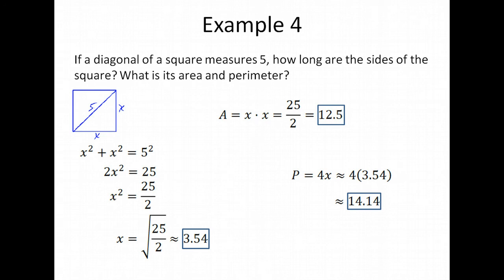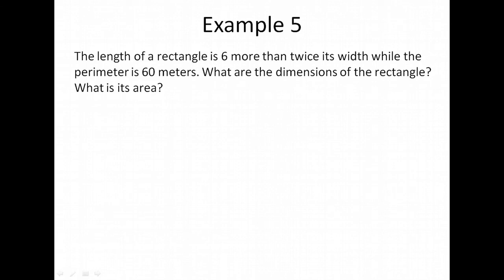Alright, let's look at example 5. The length of a rectangle is 6 more than twice its width, while the perimeter is 60 meters. What are the dimensions of the rectangle and what is its area?